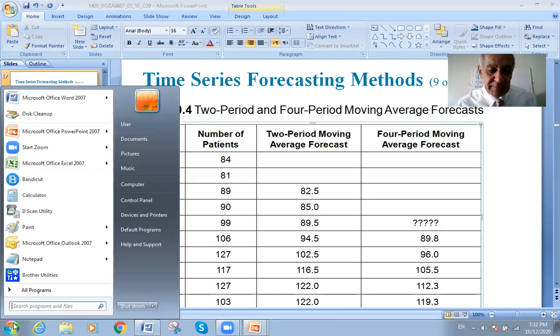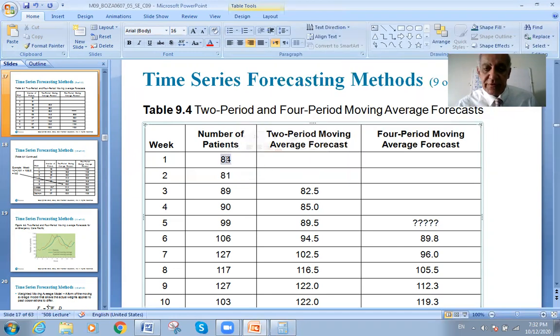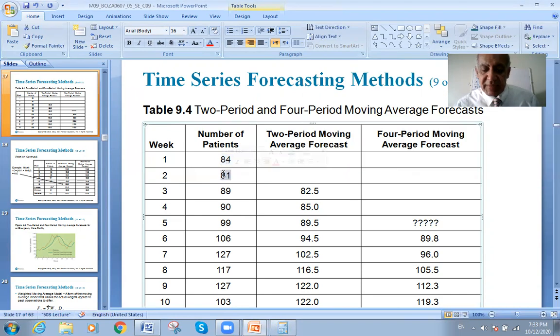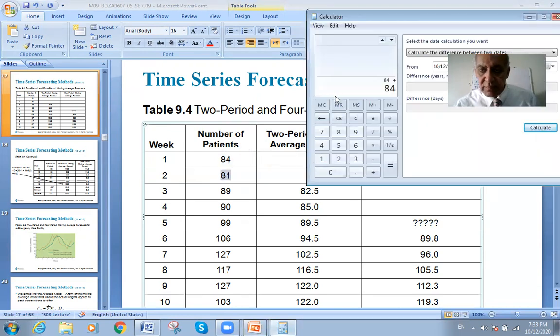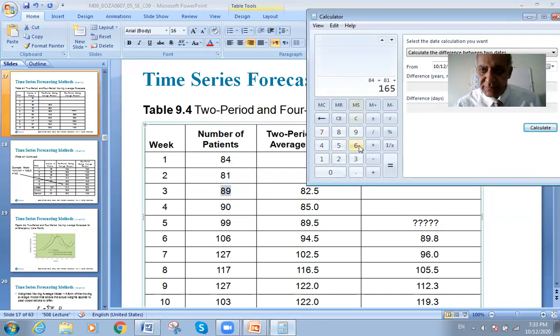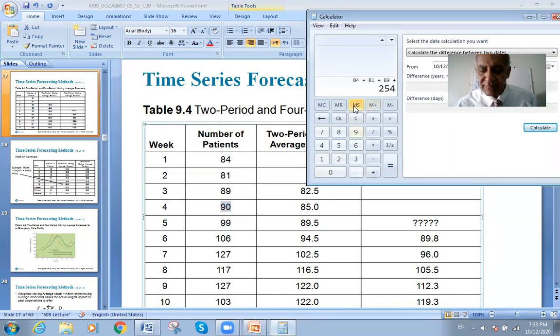We'll see the calculator here and go ahead. Okay, here is the calculator. 84 plus the second number, 81, Control and V. 81 plus 89, Control and C and go to 89 here. Plus the last number, which is 90. Control and C and go here. 90, Control and V. This will equal 344.